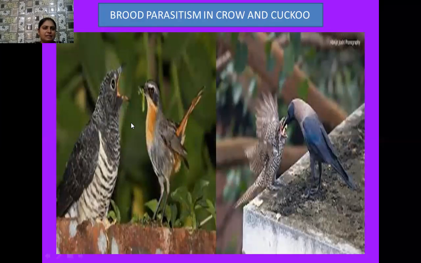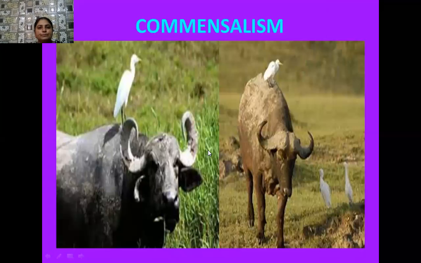Okay, see the pictures that show a fight between the crow and the cuckoo. In this way, the crow generally lays its egg in the nest of the cuckoo, and this bird later takes care of the eggs, but later she comes to know that these are not her eggs, they are actually the eggs of the crow.